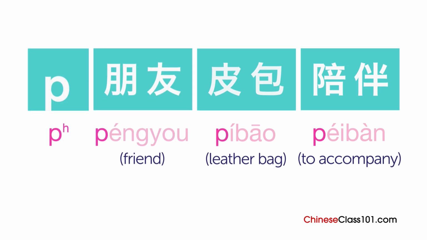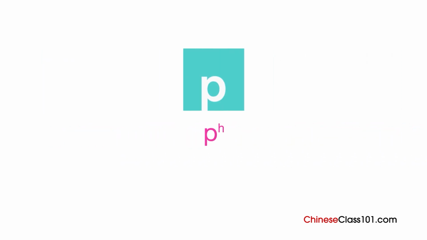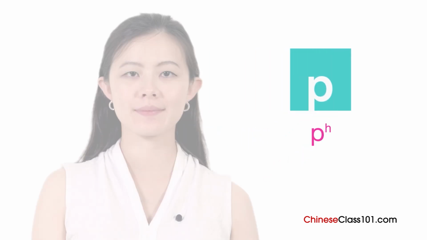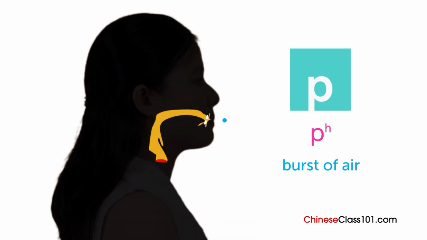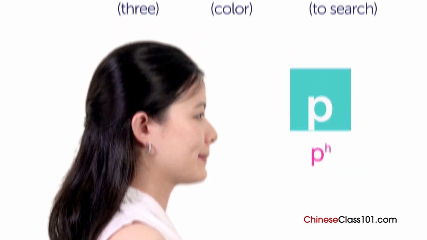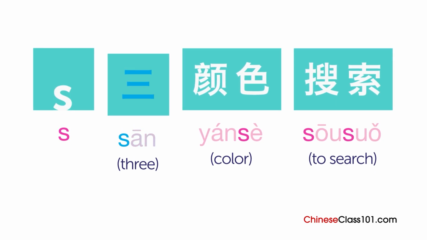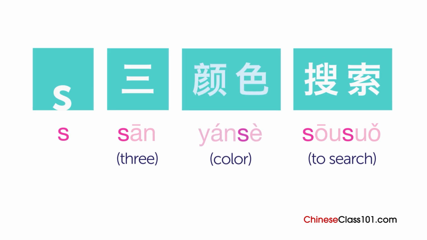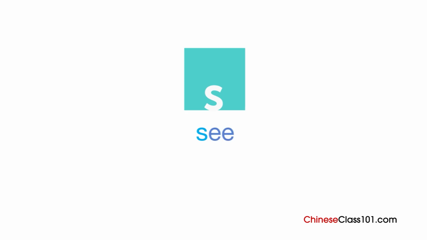The next consonant is p, 朋友，皮包，陪伴。 This is the aspirated version of the P sound as it occurs in the word pan. The next consonant is s, 颜色，搜索，like the S in the word see.